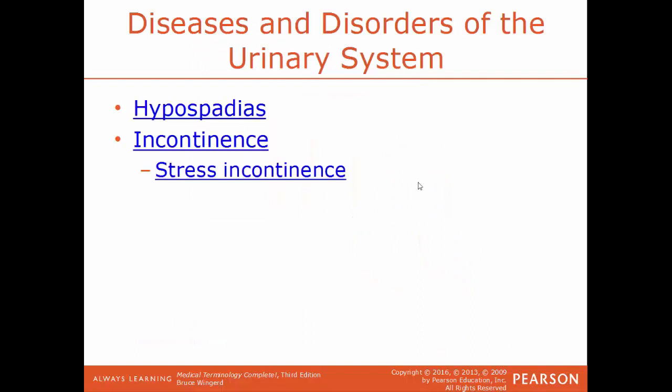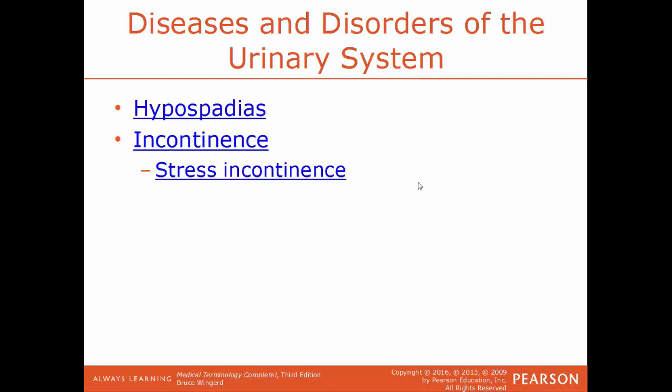Incontinence. This is the lack of control of normal urinary function. So this is the unintentional loss of urine. An example of this would be stress incontinence. This is where you have an unintentional loss of urine because of a physical activity or a physical movement.